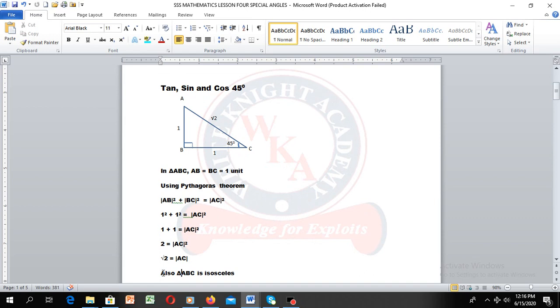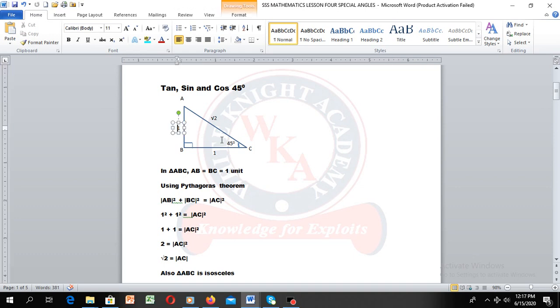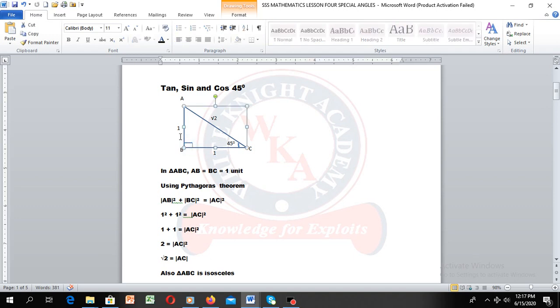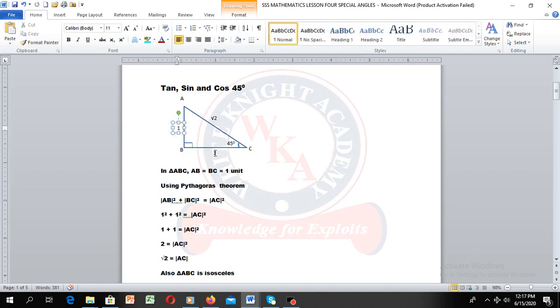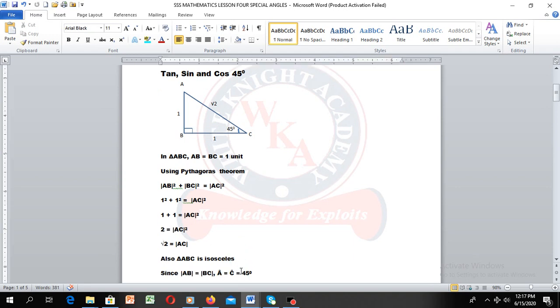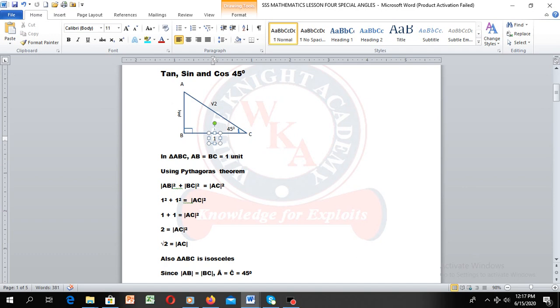Now, since the two adjacent sides of triangle ABC are equal in value, that means it is going to be an isosceles triangle. So triangle ABC is both a right angle triangle and an isosceles triangle. The reason why it's an isosceles triangle is because the two adjacent sides are equal. An isosceles triangle is a triangle that has two sides equal.